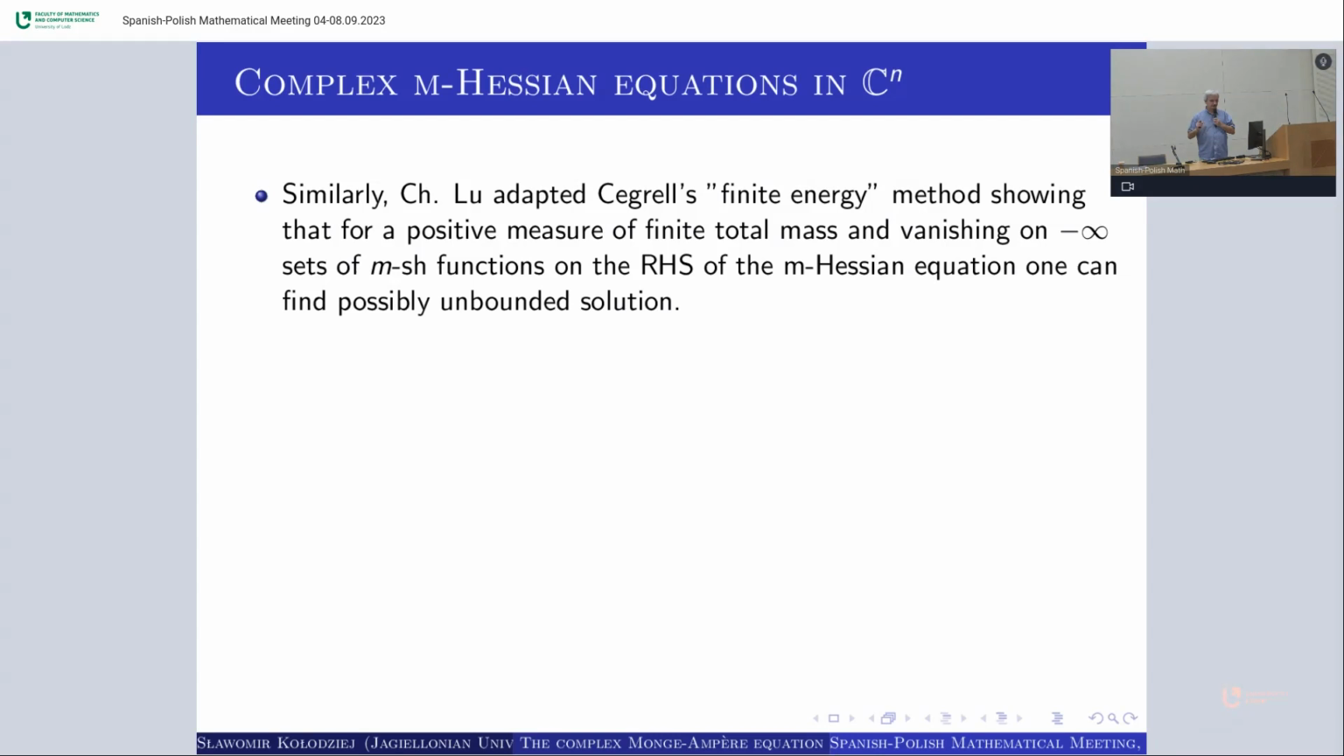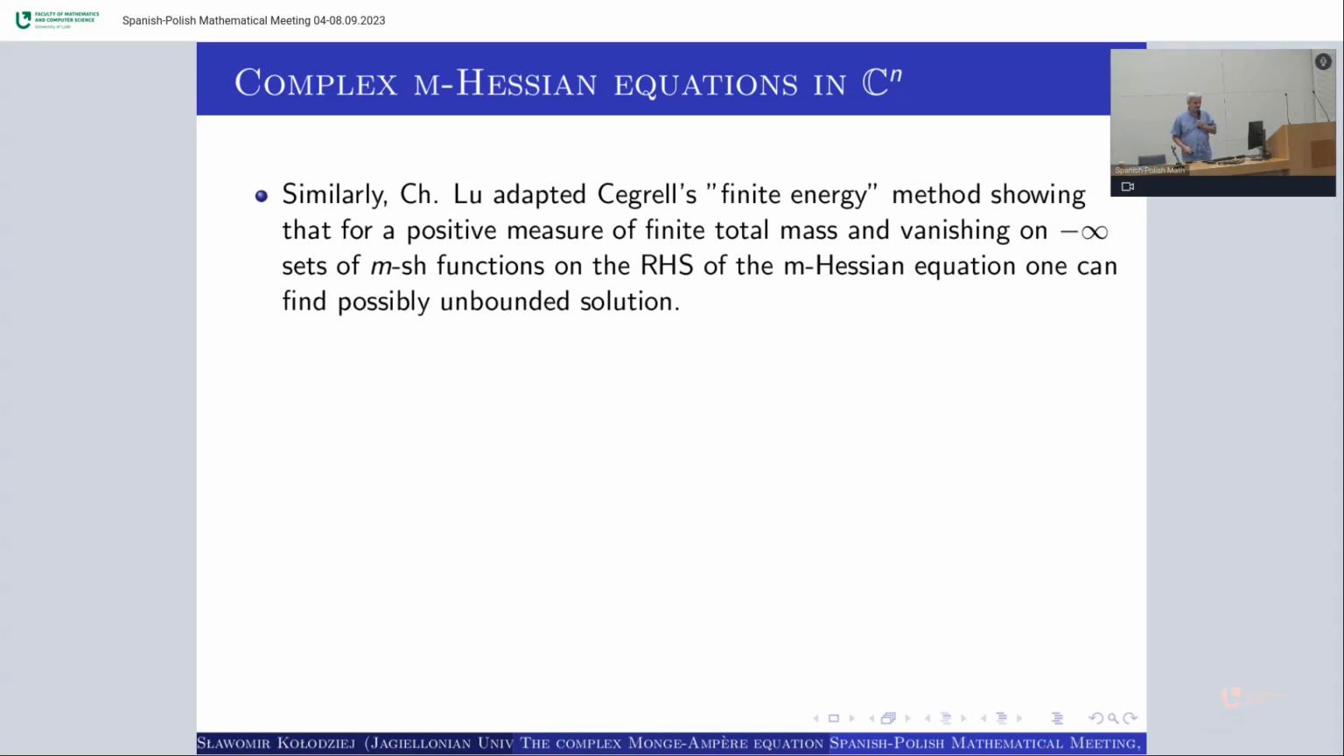In those classes, you have plurisubharmonic functions which are not necessarily bounded, for which you still can define the Monge-Ampère operator. And then you get very general statements, like, for instance, if you take a measure which is non-negative, which vanishes on pluripolar sets, then you can find the solution of the Monge-Ampère equation in such a finite energy class. And this result was then generalized by Chin-Bloom to cover complex Hessian equations.